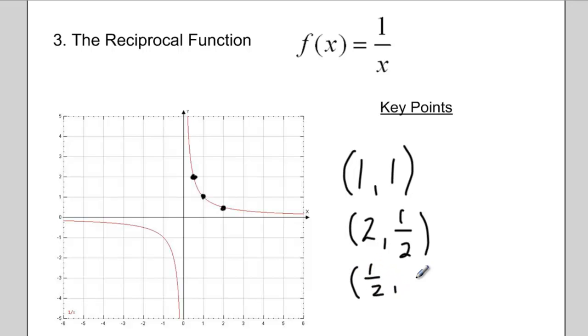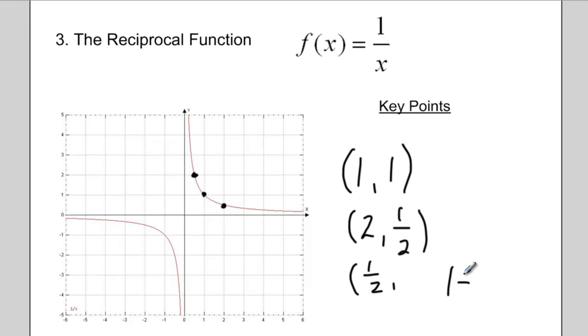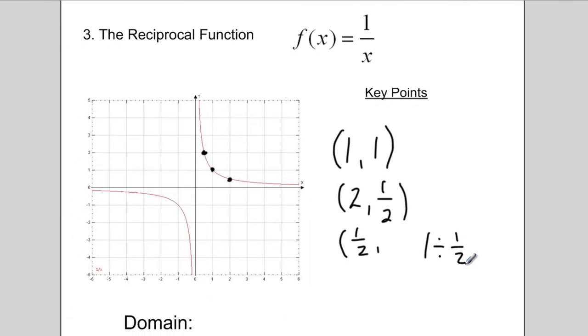So when x is half, we have 1 divided by 1 half. And we know that when we divide by a fraction, like 1 half, it's the same thing as flipping and multiplying. So 1 divided by 1 half is the same thing as me writing 1 times the reciprocal, which is 2 over 1, or is just equal to 2. And that's how we get this point right here, half and y would equal 2. So there we have 3 key points that we can use for the reciprocal function when x and y are all positive numbers.